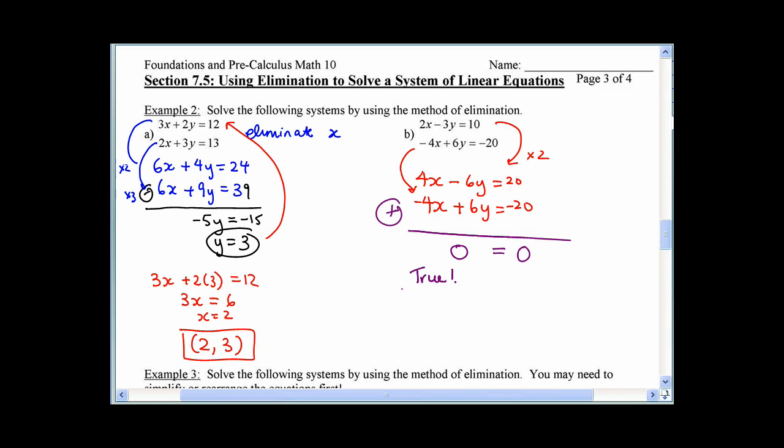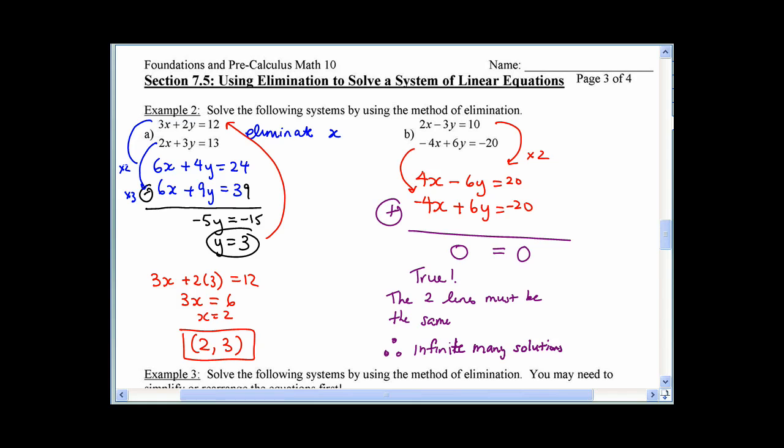This means that the two lines must be, think back to that chapter when we graphed the lines, these two lines must be the same. So the two lines must be the same. So, therefore, you say there are infinitely many solutions. Okay, so when 0 equals 0, true statement, infinite.